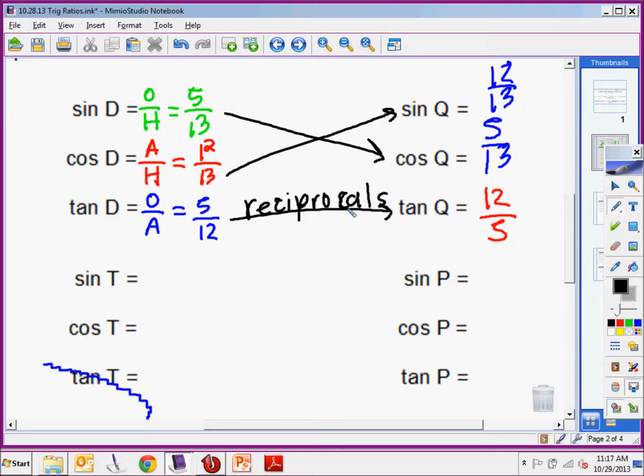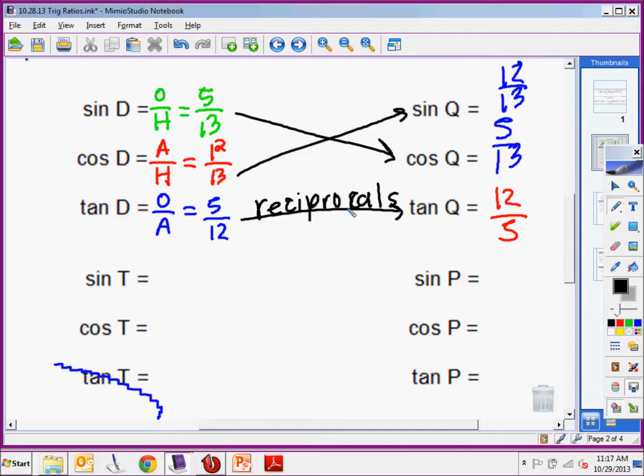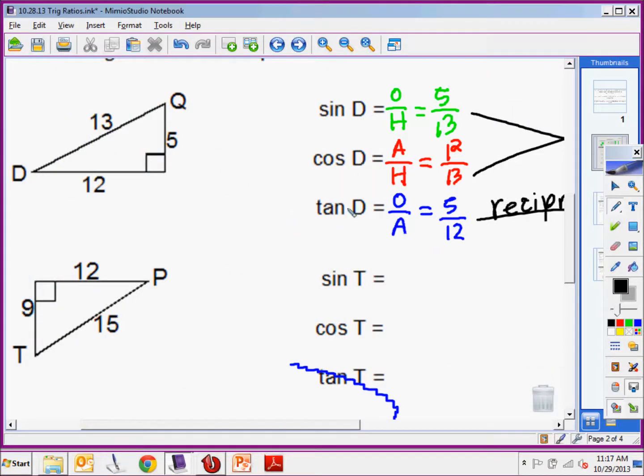Reciprocals. Reciprocals means that we just do what with the fraction? Flip it. The numerator and the denominator switch places. So it's always that way. If I know information about one angle, then I know information about the other angle. Essentially, you do not have to solve it.